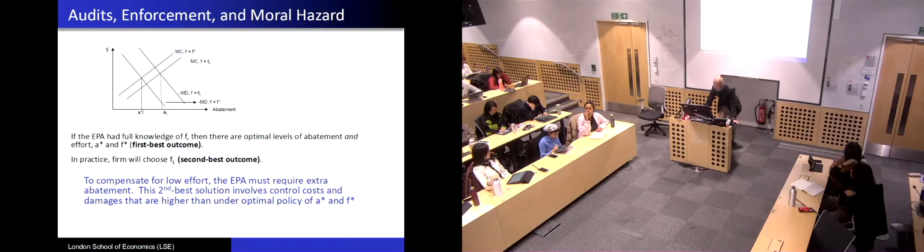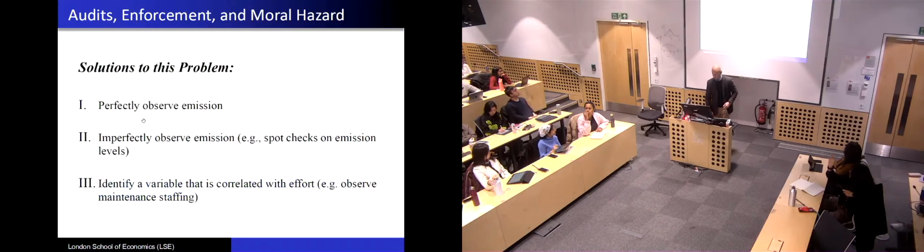Okay, the second best solution involves control costs and damages that are higher than under the optimal policy of A star and F star. Basically, again, both of these curves are moving because F affects both the marginal cost and the marginal damages. Okay, this is what's going on here. So this is just kind of the background.